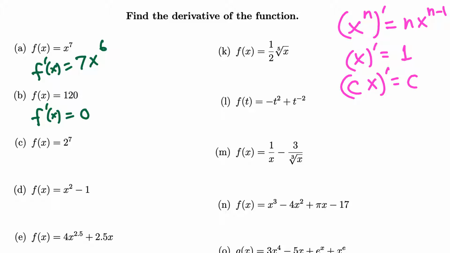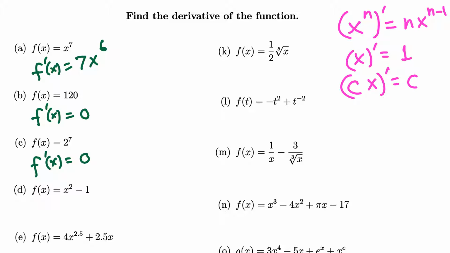It's a 0 function. Part C, 2 raised to 7. Though it's got an exponent, 2 raised to 7 is in fact a constant. Okay, 2 times 2 times 2, 7 times. So this is a constant. So like part B, its derivative is simply 0. Okay, do not confuse this with the power rule. There is no x involved.